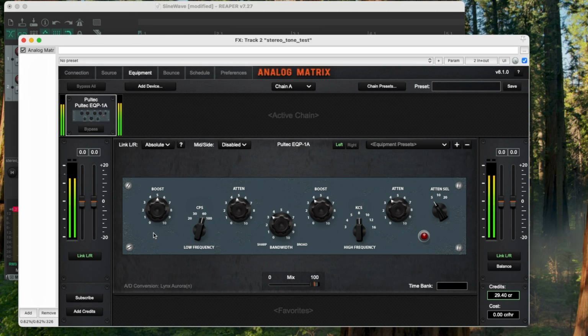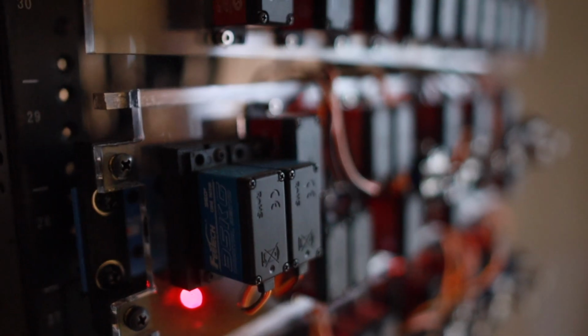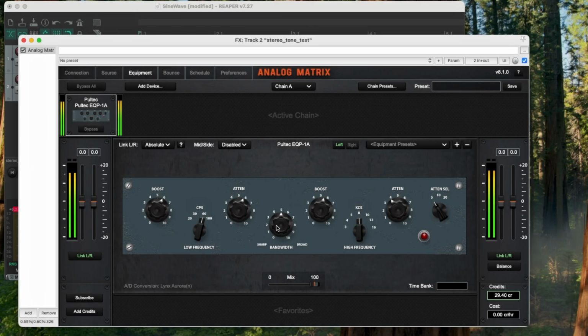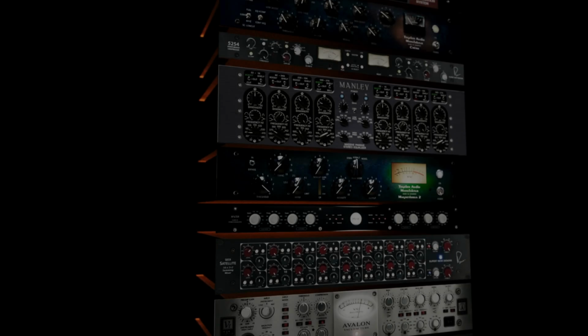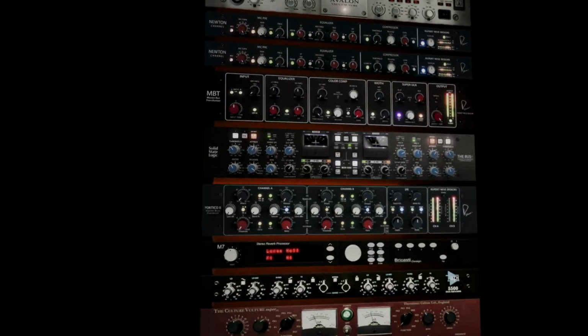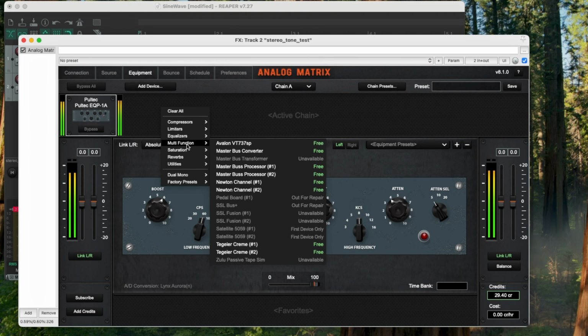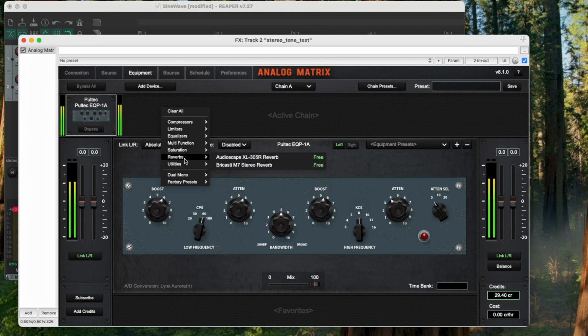Not only that, you have full control of the EQ-P1As via our robotics that are connected to those hardware units. So as I turn these knobs, the robotics are turning the real knobs on the real units. This is done for every piece of gear that we have, and we have a wide variety of gear. We have compressors, limiters, equalizers, a lot of SSL and Rupert Neve multifunction boxes, saturation, reverb.